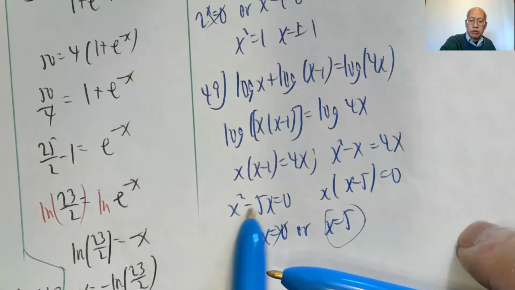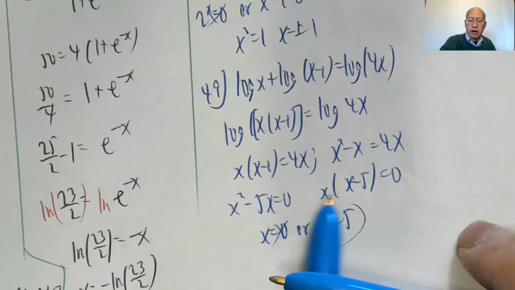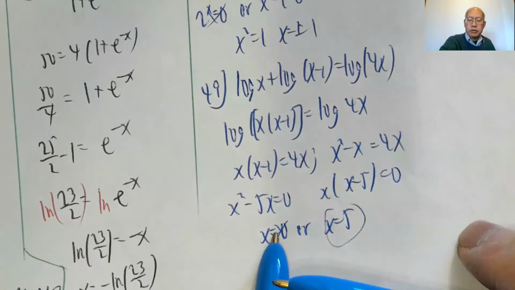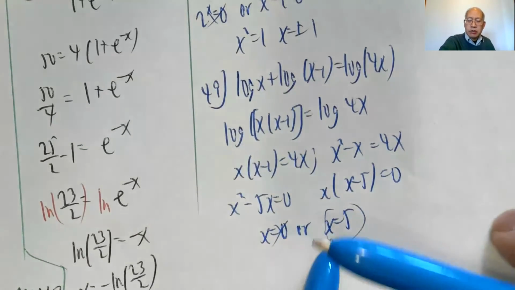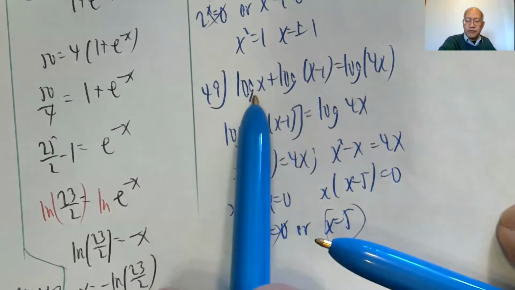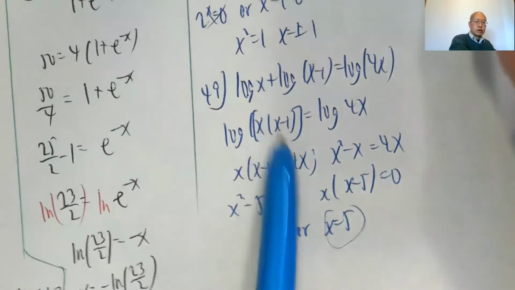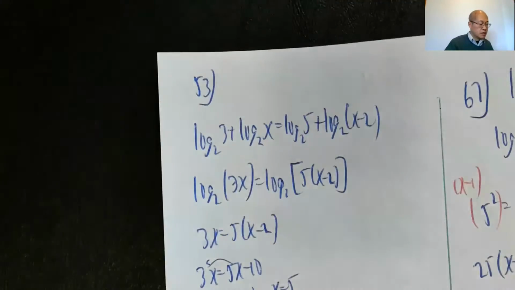X squared minus x equals 4x. Subtract 4x. X squared minus 5x equals 0. Factor out an x. X equals 0, which is not possible. You can't take the log of 0. X equals 5 is allowed. If I plug back in 5, I only have positive quantities. So we're good right there.